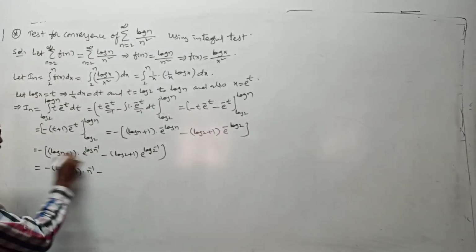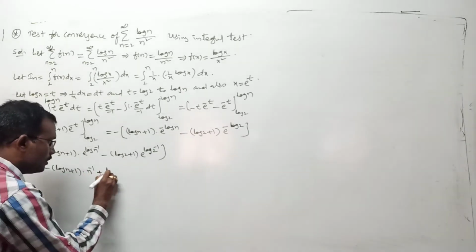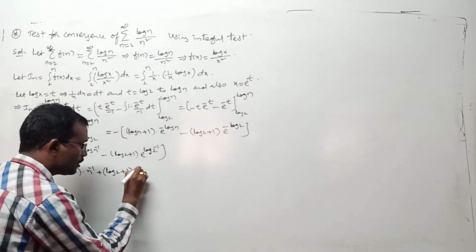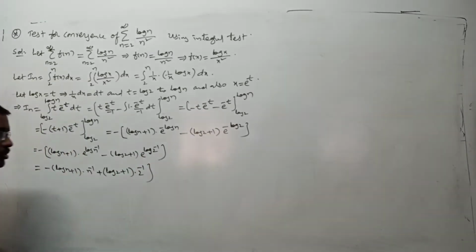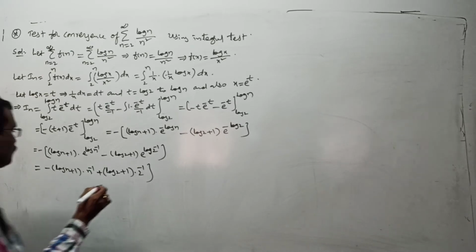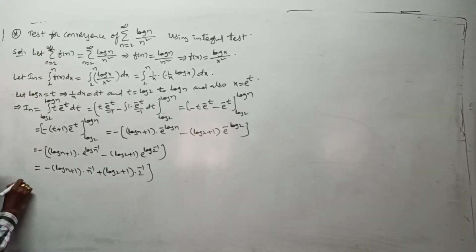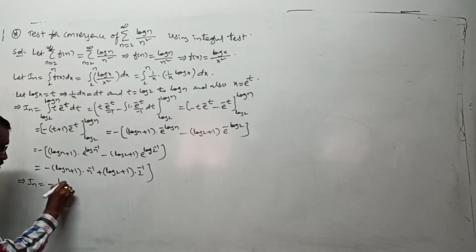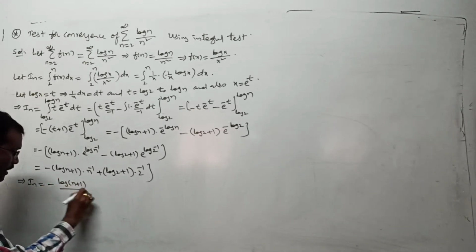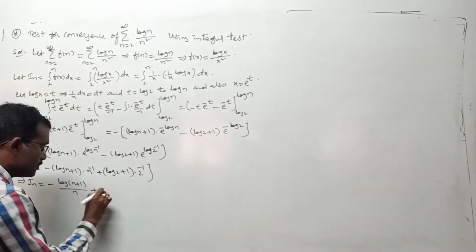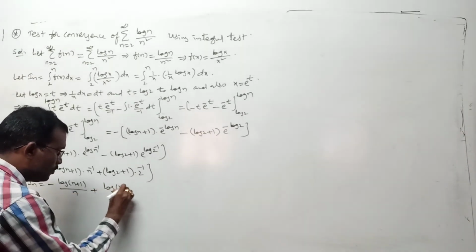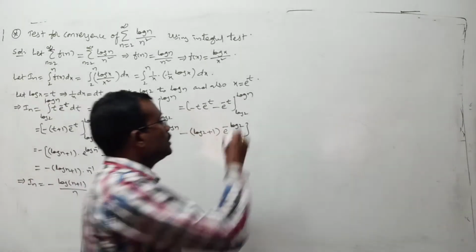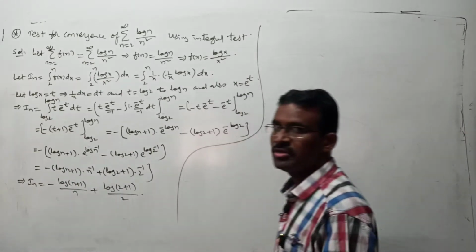Minus into minus what? Plus log 2 plus 1 into, is it 2 inverse or not? 2 inverse means 1 by 2. What is simplified? It is minus of log n plus 1 by n plus log of 2 plus 1 by 2. 2 inverse you can write as 1 by 2. This is in n. Now find the limit as n tends to infinity.